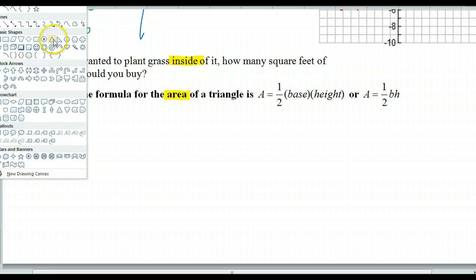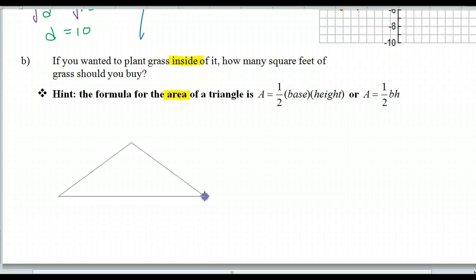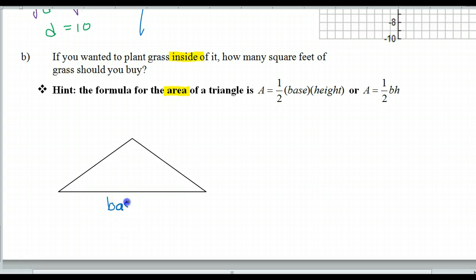Say if I have a triangle like this. Okay, here's a basic triangle. So usually what we will do is, the base of the triangle would be, for example, this would be one of the bases of the triangle. Okay, so that would be the base, however long that is.